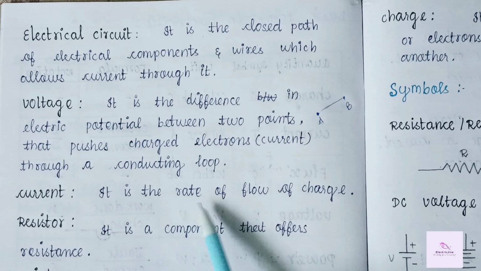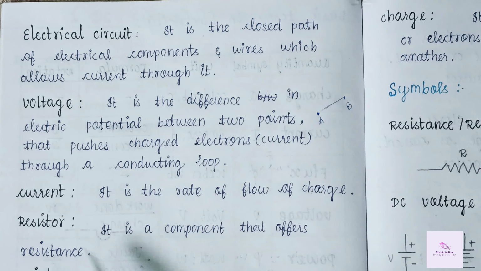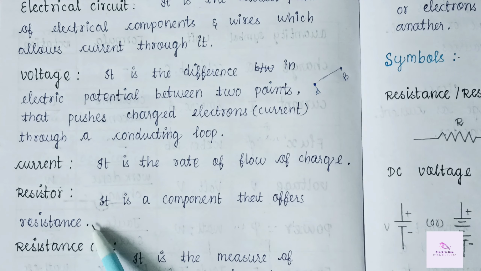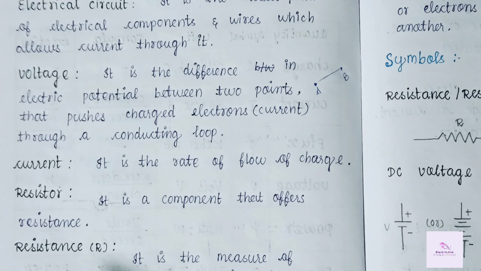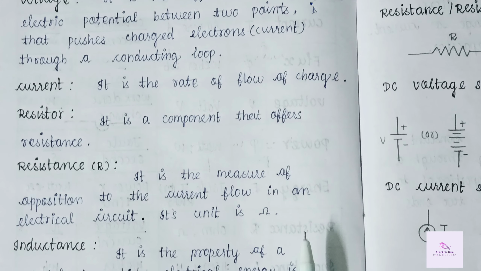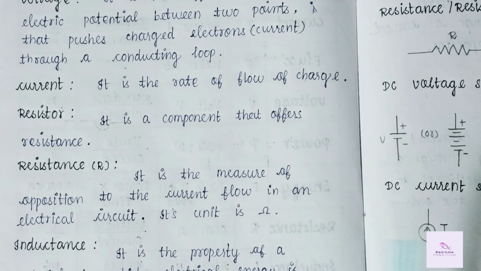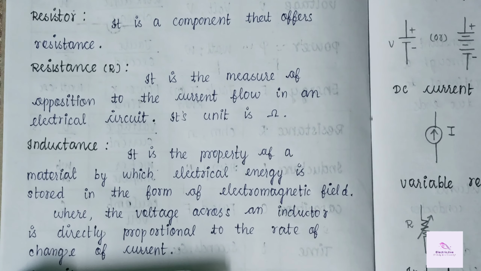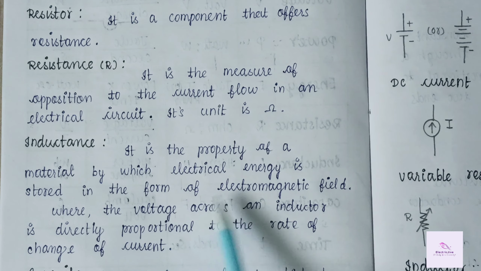Then current. It is the rate of flow of charge. Current is said to be a rate of flow of charge. And resistor. It is the component that offers resistance and it is used to resist the voltage drop across the circuit. Then resistance. Resistance is the measure of opposition to the current flow in an electrical circuit and its unit is ohm. Then inductance. Inductance is the property of a material by which electrical energy is stored in the form of electromagnetic field.